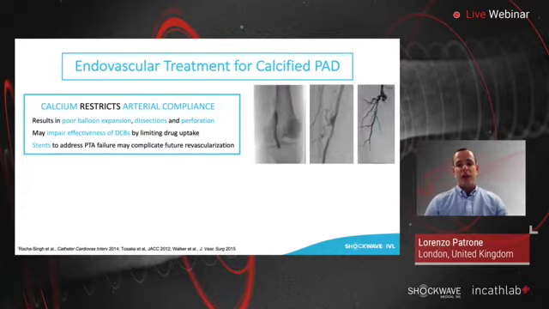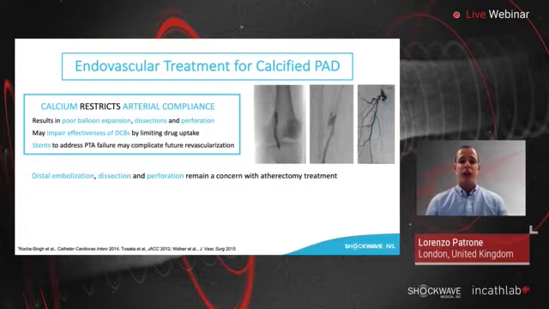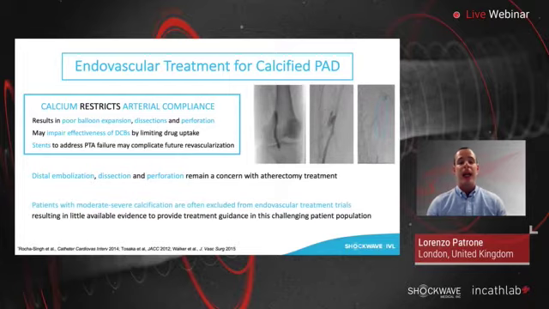There is always the bailout of stenting, but there are some complications which can happen with the stent, especially in the long term, and it may complicate future revascularization attempts. Other devices can also be used against calcium, but there are risks again, like distal embolization, dissection, and perforation, which remain a concern with atherectomy treatment. Patients with moderate to severe calcification are often excluded from endovascular treatment trials, so there is little evidence to provide treatment guidance in these very challenging patients.